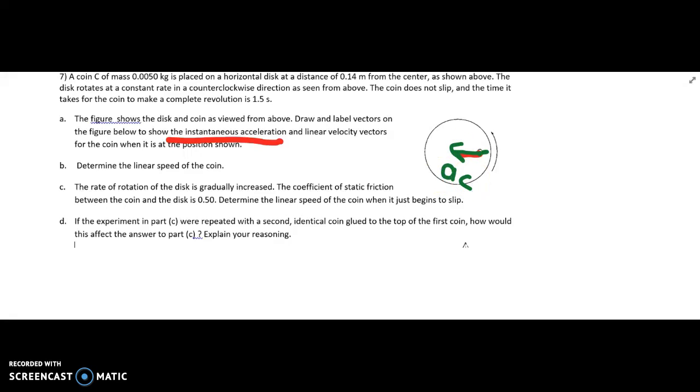Next, we talked about velocities. Well, we knew velocities are tangential. So right here, that is tangential to the radius. Now, next, determine the linear speed of the coin.